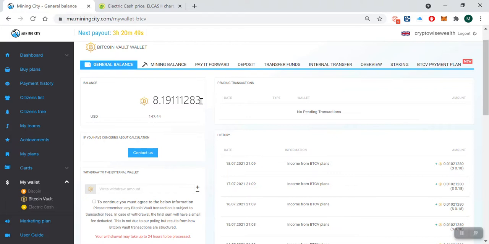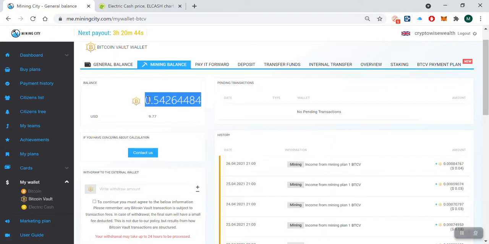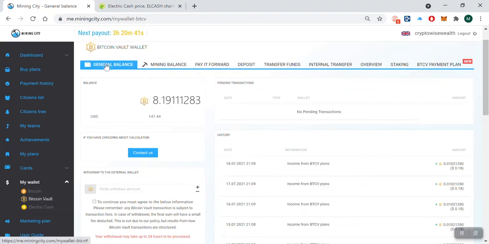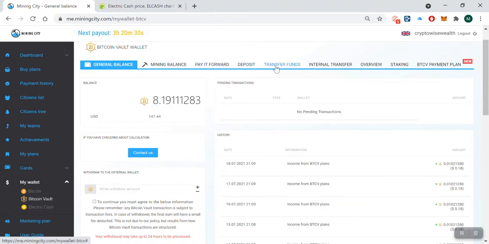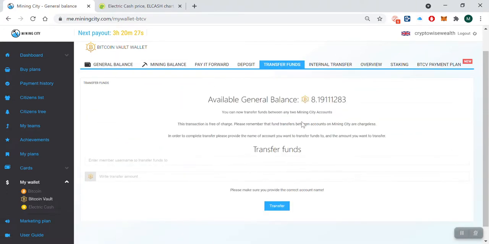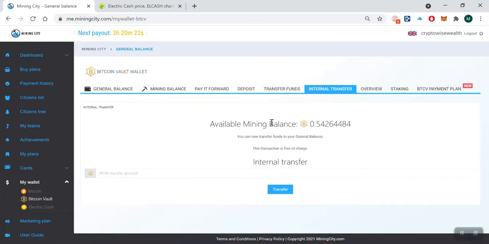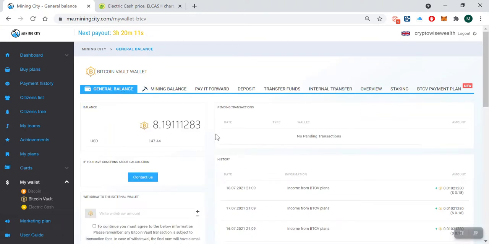So that is how you look at your balances. For now with Bitcoin Vault, check first in your mining balance, see what is in there, and then go into general balance, see what is in there. Whenever you want to withdraw, you need to move your mining balance to general balance before you can withdraw. To do that, you'll do an internal transfer, which will transfer the mining balance. As you can see there, you can now transfer the funds to a general balance and you will do the transfer. And then you will see all your balances in your general balance.